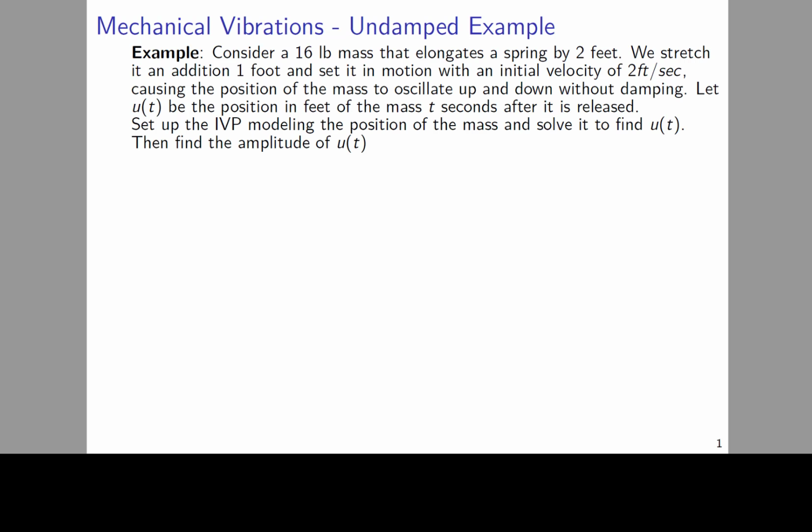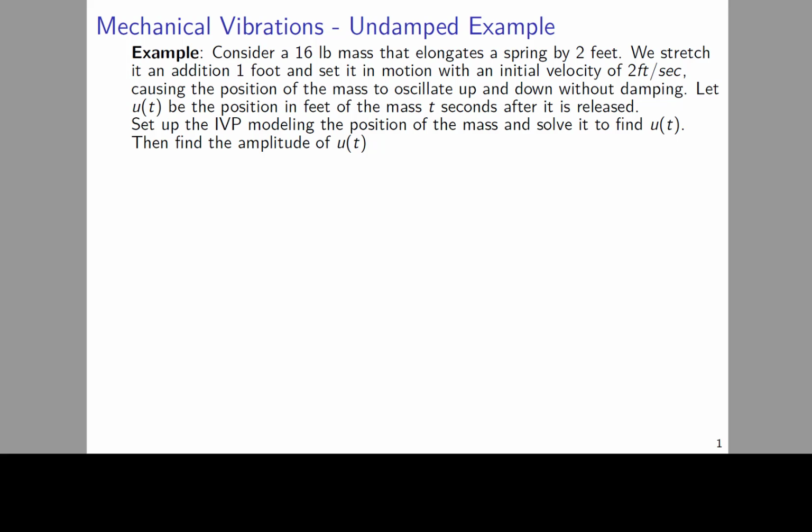In this example, we'll look at the undamped motion of a mass on a spring. Consider a 16-pound mass that elongates a spring by 2 feet. We stretch it an additional 1 foot and set it in motion with an initial velocity of 2 feet per second, causing the position of the mass to oscillate up and down without damping.